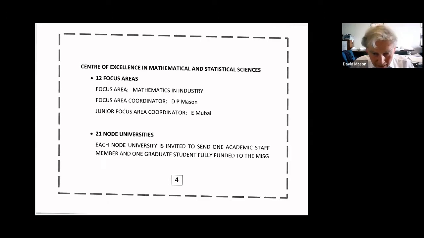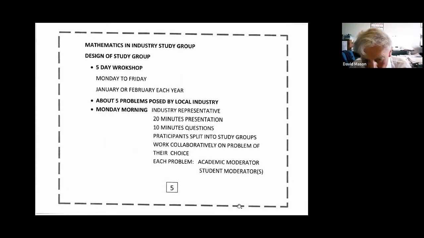Now, the Center of Excellence in Mathematical and Statistical Sciences has got 12 focus areas. One of the focus areas is mathematics and industry, and I'm the focus area coordinator, and Eric Mubai is the junior focus area coordinator. Our main activity is the Maths and Industry Study Group meeting. There are 21 node universities in the center, and each node university is invited to send 1 academic staff and 1 graduate student, fully funded, to the MISG meeting, so that it's spread to other universities.